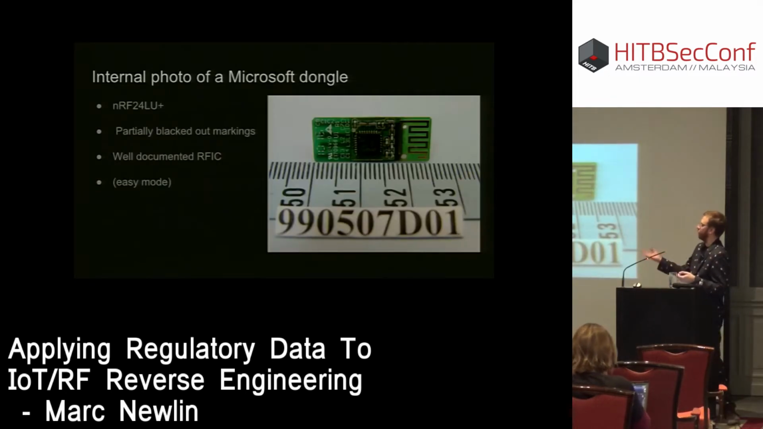So this is the internal photo of a Microsoft dongle. In this case, you can't make it out there in the image on the projector, but it has the markings where you can see what specific transceiver it has. This is kind of the best case where you can make out the transceiver, and it's something that's well documented where you can just go and get the spec sheet and then implement exactly what the spec sheet defines.